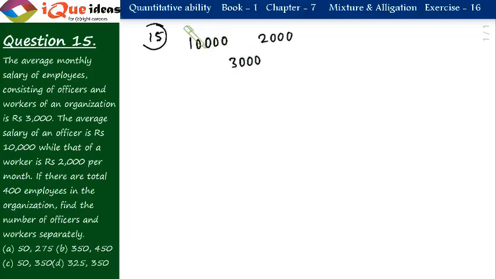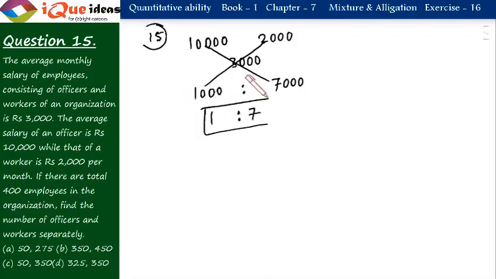So the difference of 10,000 and 3,000 is 7,000, and the difference of 2,000 and 3,000 is 1,000. So the required ratio would be 1:7. This is the ratio of number of officers to number of workers, right? And there are a total of 400 employees. So divide 400 in the ratio 1:7, right? This 1 stands for officers and this 7 stands for workers. Now the question is to find the number of officers and workers separately.